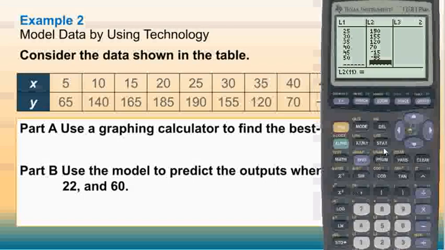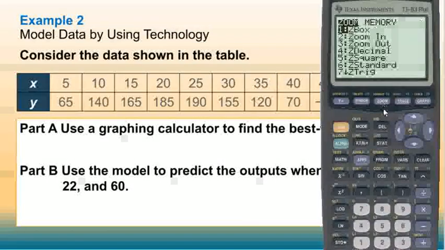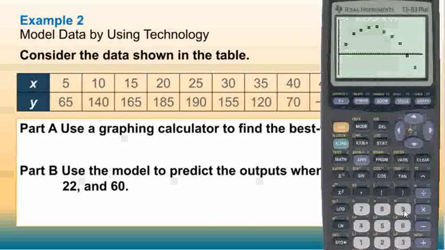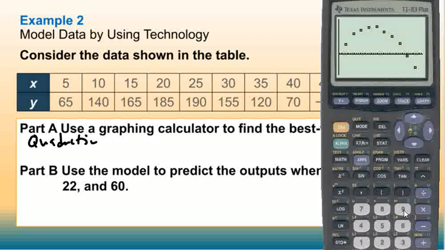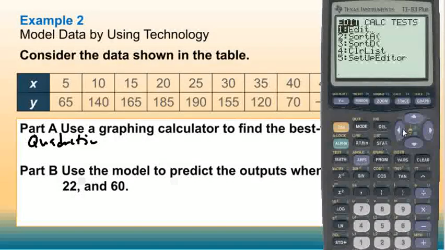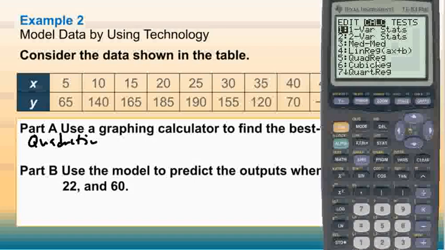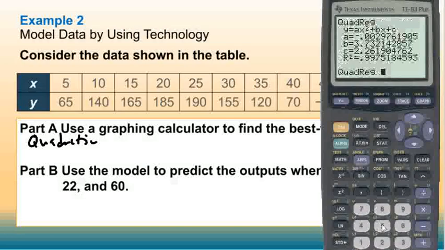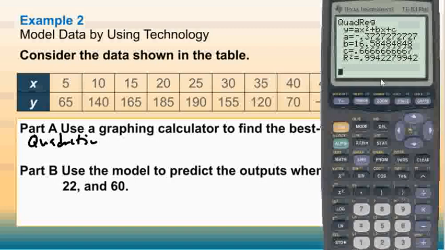Then we're going to go to zoom stat number 9. There, that looks like this would be a quadratic. So quadratic. So since this would look like a quadratic, let's do the regression. So stats, calculates, quadratic is number 5. Hit enter. Quadratic, you can see it's 0.994.